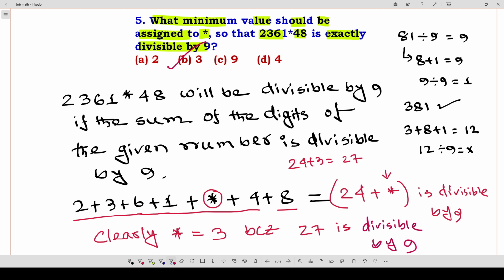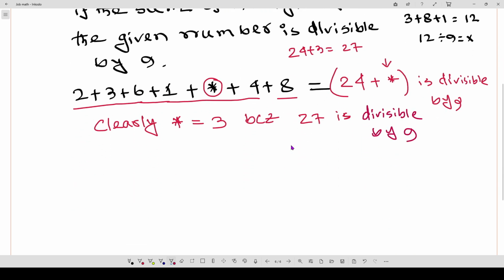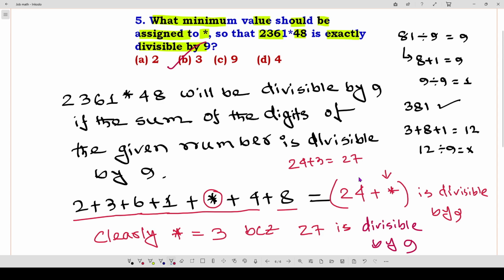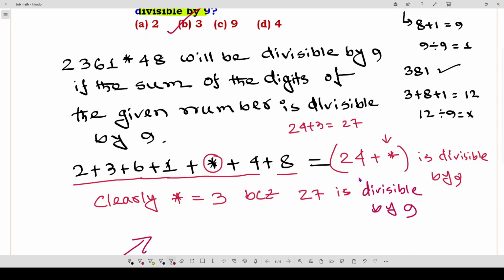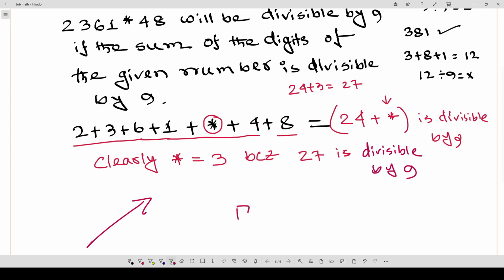So this is a very simple answer, but why am I writing like this? Because the main thing to understand is, first we have to make the summation, then we will think whether this summation is divisible by 9 or not.